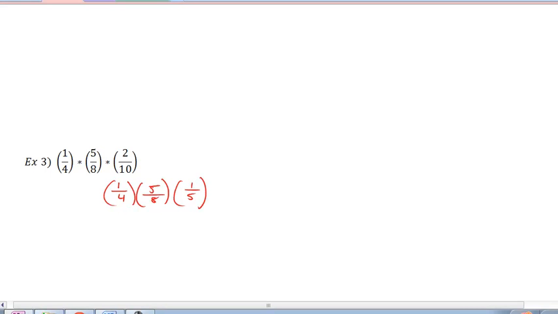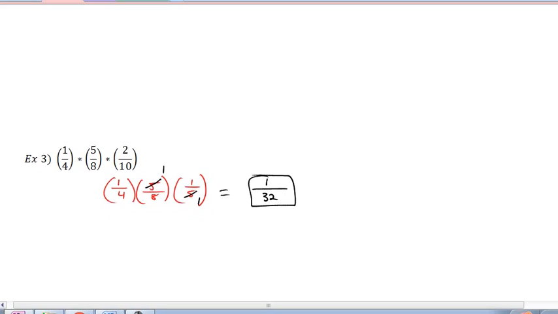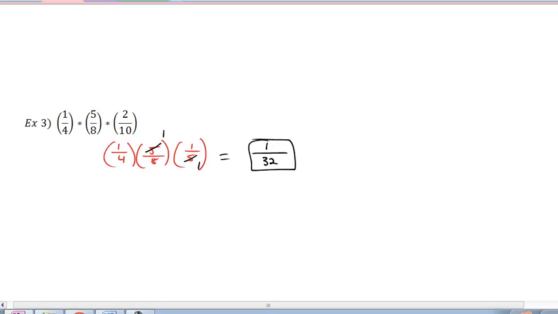Now, when I reduce across the diagonal, I'm only really going to reduce one factor with one factor. If I'm going to reduce this 5 out, the 5 here reduces to 1, and the 5 here reduces to 1. And now I multiply all the numbers across the top and all the numbers across the bottom, and my result is 1 over 32. So it might get a little bit harder with the number of fractions we have, but ultimately the process remains the same.